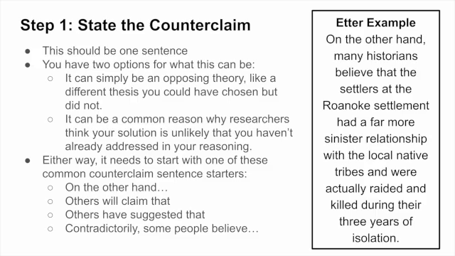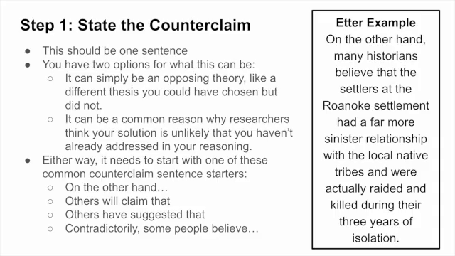Step 1 is to state the counterclaim. So this is just going to be a single sentence. And you have 2 options of what it can be. I think the simplest way to go is for it to be an opposing theory. So, for example, if my whole argument is that the Alcatraz inmates escaped, my counterclaim would be, on the other hand, some people say that they died. It could be that straightforward of just what could somebody else argue is a solution to this mystery.